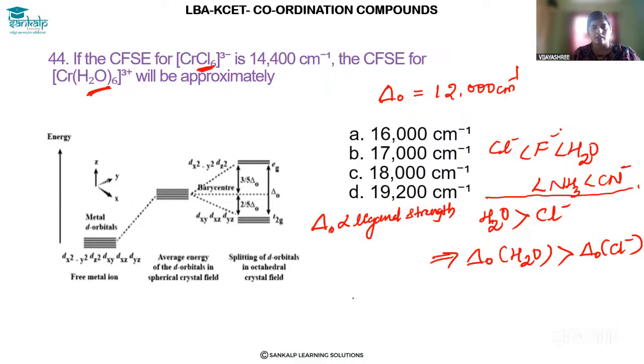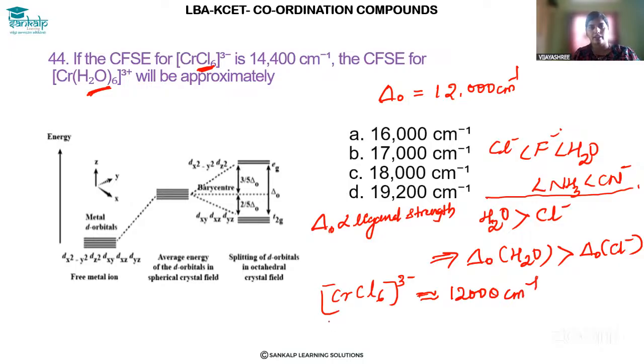Experimentally, as per the experimental data for the Cr3+ complex, what value do we get for CrCl6 3-? It is approximately 12,000 per centimeter.